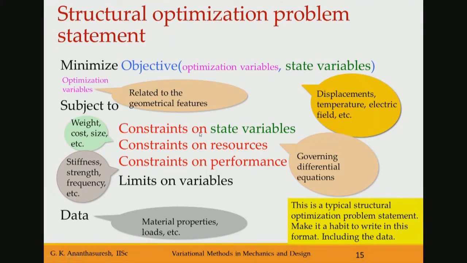or structural optimization. A typical problem looks like this, as we discussed: minimize an objective function with respect to some variables. The objective function is going to be a function of variables, optimization variables, as well as some what we call state variables. They are governed by some equations which will be constraints, and there will be constraints on resources and then constraints on performance. There will be limits on the variables. All of these make up an optimization problem where there is conflict between the objective function and constraints, or different terms within the objective function and so forth.